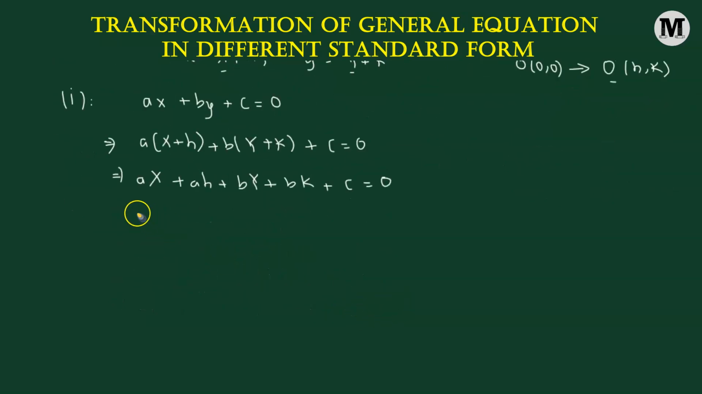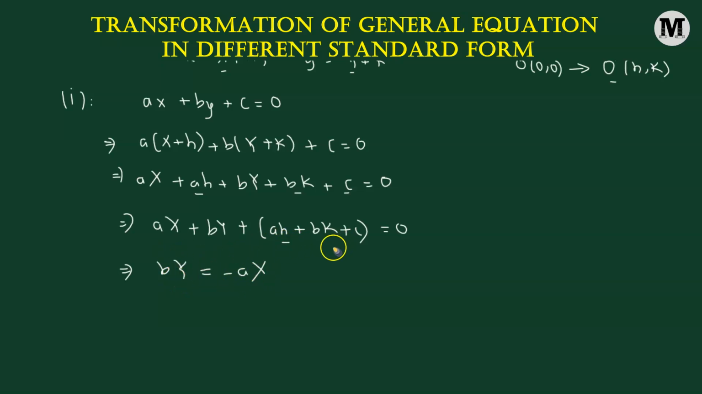Here we have a times x plus b times y. Now a times h, b times k, and c are all constants, so we can write them together as ah plus bk plus c equals 0. We keep b times y on the left-hand side and transpose ax and the constant to the right-hand side. So we have negative times ah plus bk plus c. Finally, we divide each term by b, such that y becomes equal to negative a over b times x minus a over b times h plus k plus c over b.